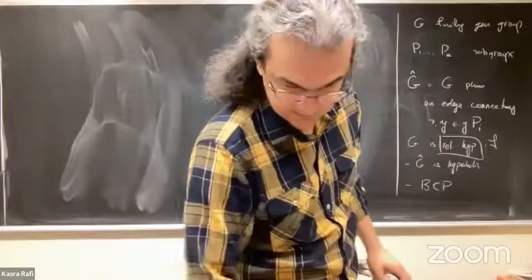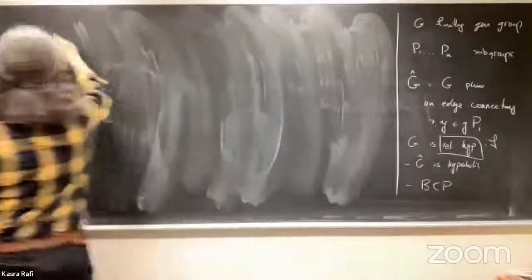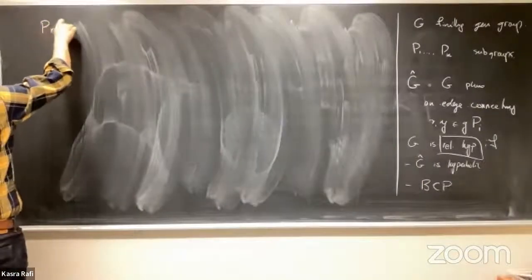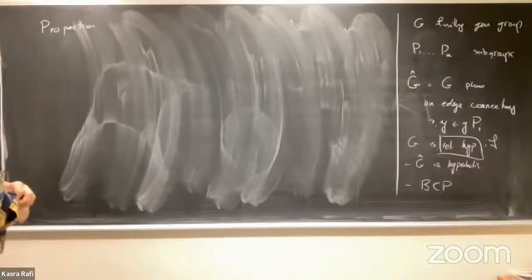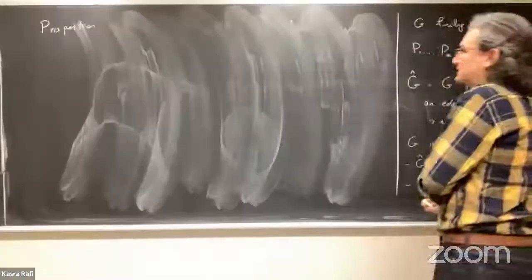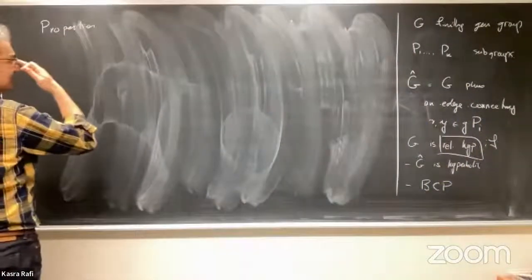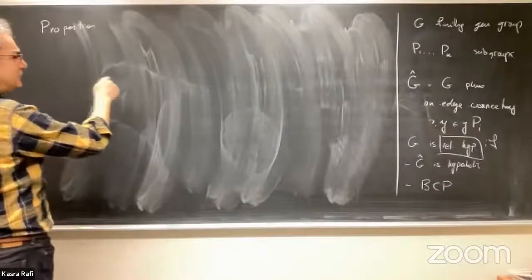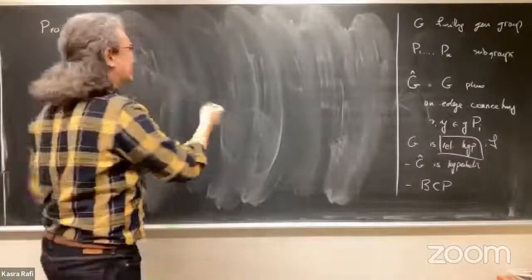Let me see if there's anything else I want to say. Okay, so just recall some properties of relative hyperbolic groups. Basically, what do geodesics look like? I want to describe a model for these geodesics, which gives you basically a quasi-geodesic.